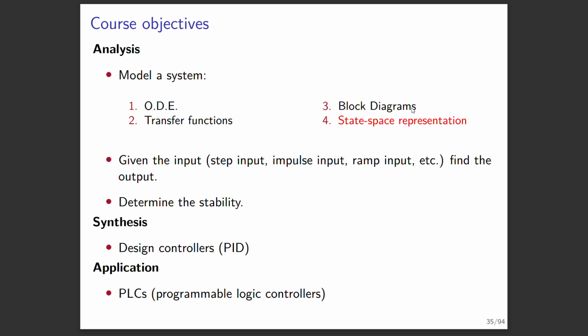So previously we talked about block diagrams. We also talked about transfer functions and ODEs. Now we want to talk about the fourth way to describe a system or to model a system, which is called state space representation.